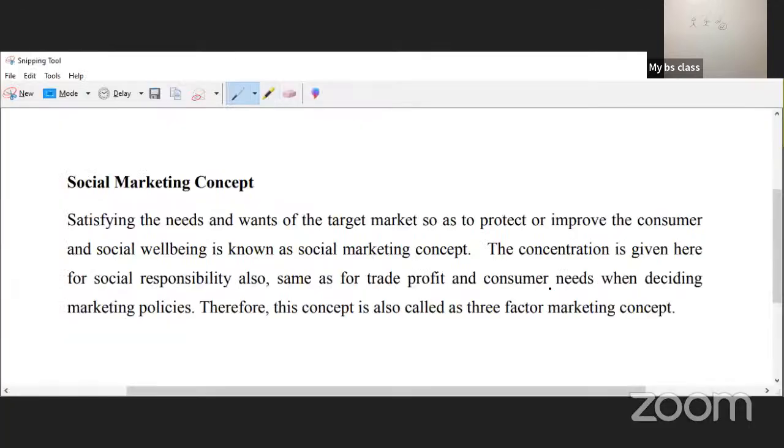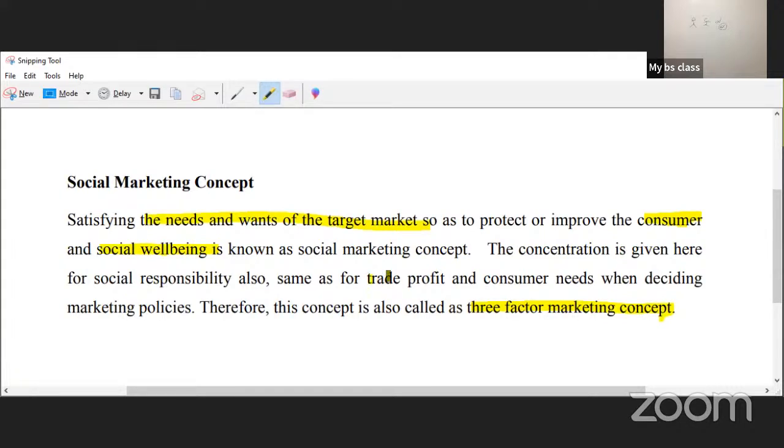So here you can write about the 3-factor and you can explain it. And also it will satisfy the needs and wants of the target market, right? So you think about the consumer number 1 and think about the social well-being and the company, right?